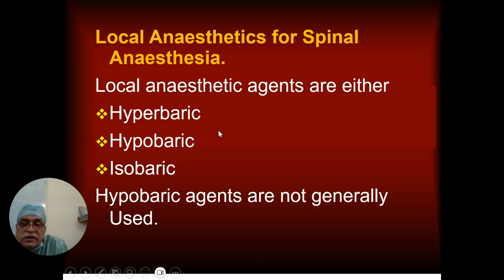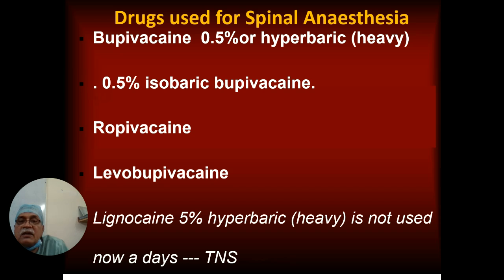Nowadays we are not using hyperbaric solutions. Bupivacaine 0.5%, isobaric bupivacaine is nowadays not very popular. Ropivacaine and levobupivacaine are commonly used, but bupivacaine 5% we have abandoned nowadays because of TNS.